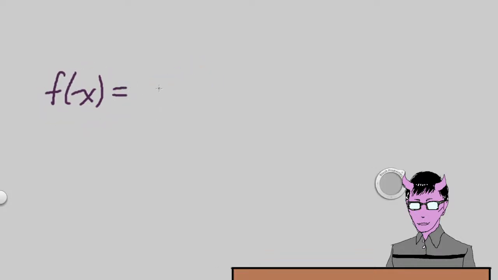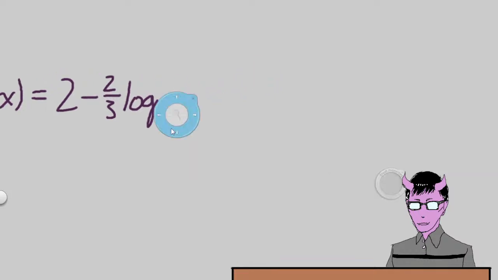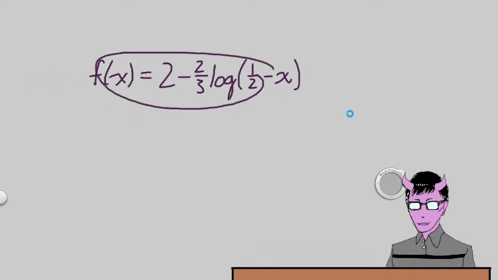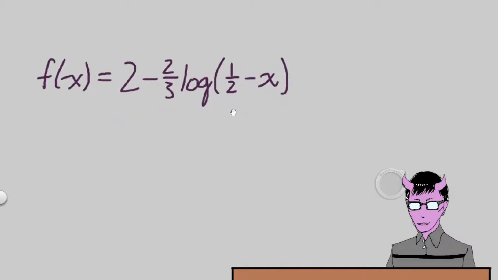Sorry, so you have f of x is equal to, let's do 2 minus 2/3 log. So we have 2 y transformations, and then we're going to have this really goofy one here. Let's do 1/2 minus x. So there's a lot happening inside here, and there's a lot happening outside there. So that's going to be kind of annoying. All right, let's just do this one first.